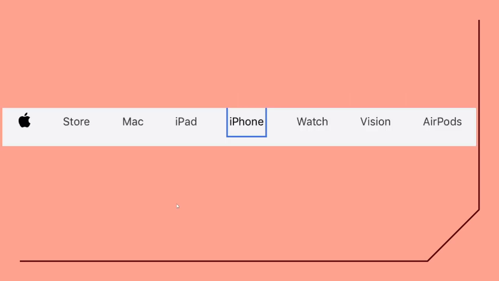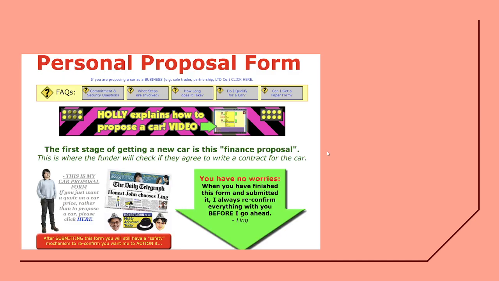If we look at Apple, it's very convenient for me to use only tabs to switch between different elements. But for Links Cars, I have no clue if I just press the tab, will it direct me to the bottom of the page, or will it direct me to the FAQs? I have no clue, right?